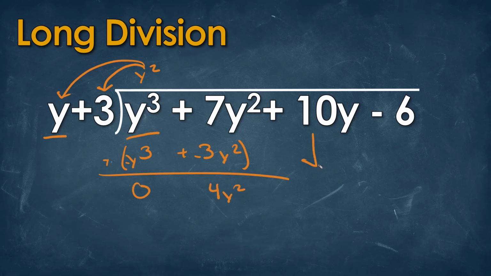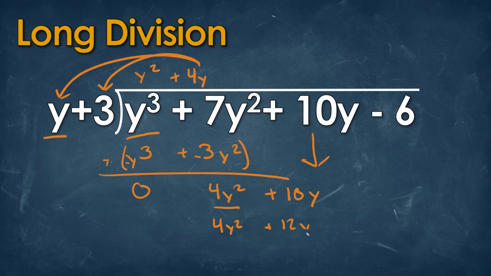We drop down now our next variable, which will be 10y. So now we take a look, what do we multiply y by to get 4y squared? That's going to be a 4y, positive 4y. So 4y times y will give us 4y squared. If we do that to the other value of 3, that's going to give us a 12y. We subtract that, and here we get a negative 4 that will cancel out to 0. Then we will have a negative 2y minus 6, since we brought down the 6 now.